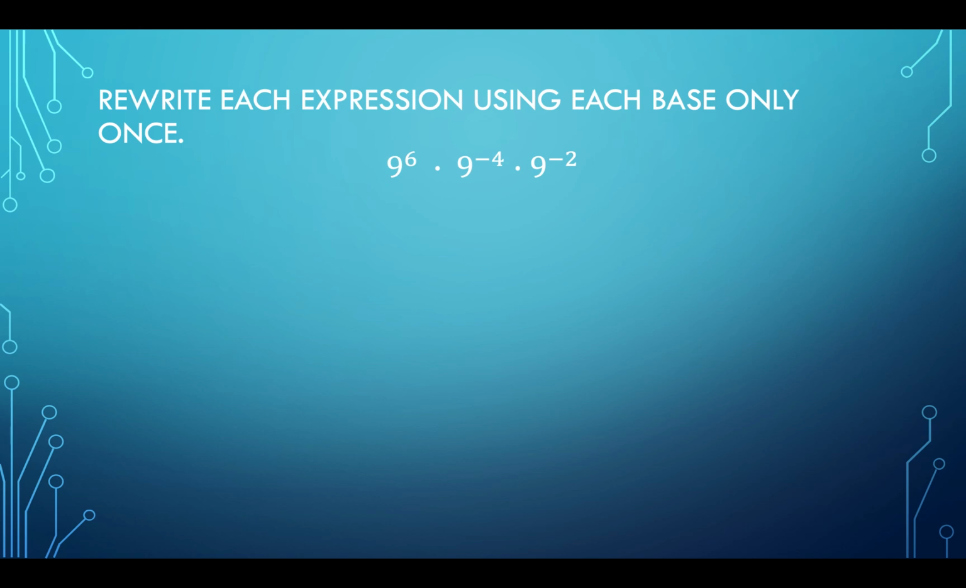Same thing here. 9 to the 6th times 9 to the negative 4 times 9 to the negative 2. Our base here is 9, so we write 9, and when we're multiplying these, we add all of our exponents. So we do 6 plus negative 4 plus negative 2. Negative 4 plus negative 2 gives us negative 6. So now we're left with 6 plus negative 6, which gives us 9 to the 0 power.